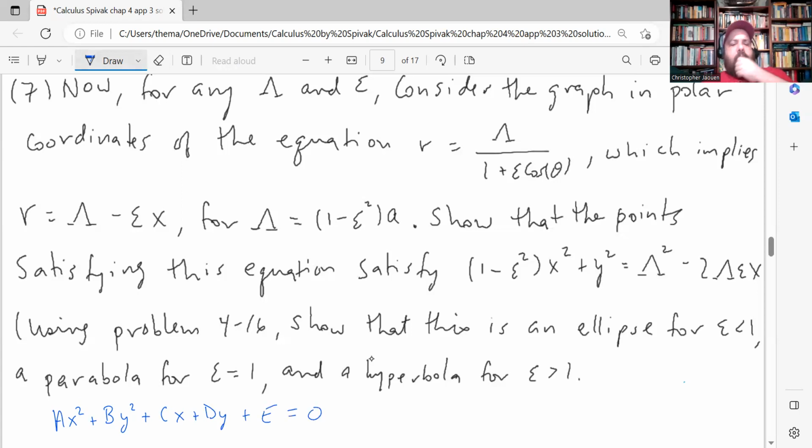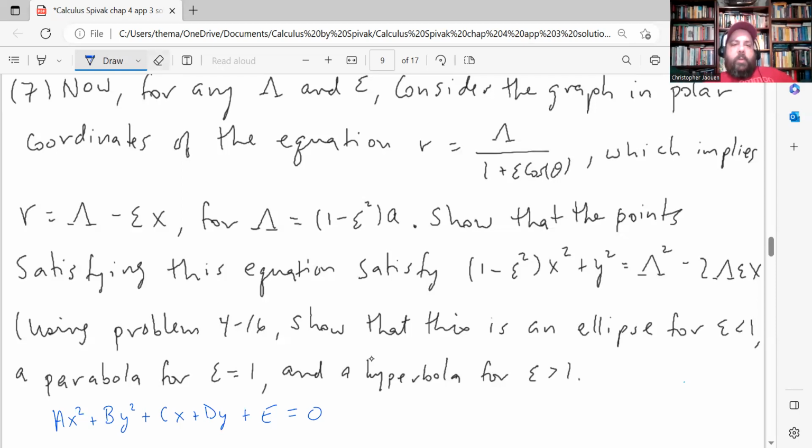So this is the general form of the equation of a conic section, and depending on the values of the coefficients, you get either an ellipse or a hyperbola or a parabola or two lines or one line, or you get nothing. So those are the possibilities.